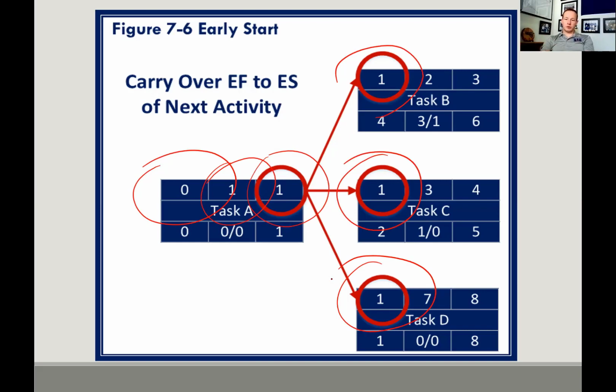After we do that, we're going to add our durations. So on this task B, we add 2 and we get 3. On this one, we add 3 and we get 4. On task D, we add 7 and we get 8.